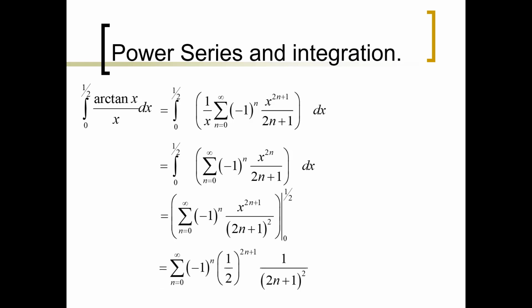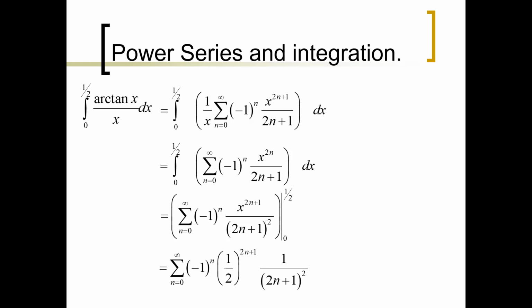But if you just plug in a half, you get a series of (-1) to the n times (1/2) to the 2n plus 1 over (2n plus 1) squared. And if you plug in 0, all the powers on x are at least 1. So if you plug in 0, they all vanish anyway. That's the answer. That's the exact answer as far as what that integral equals.